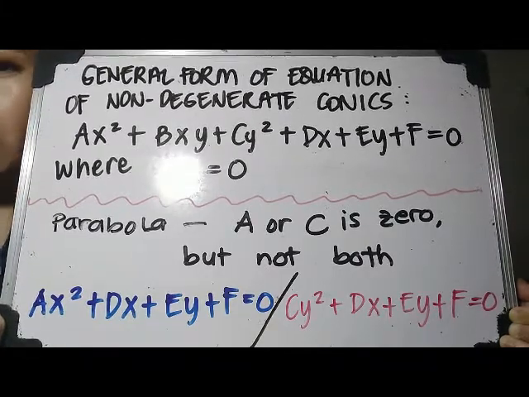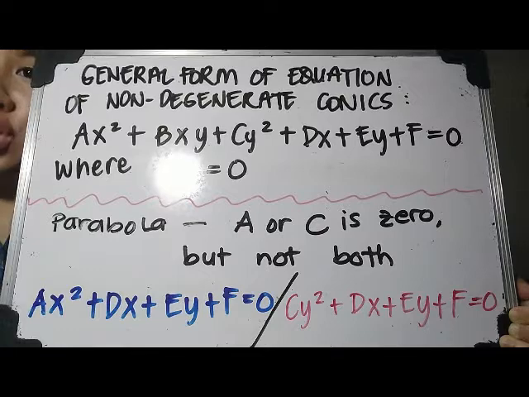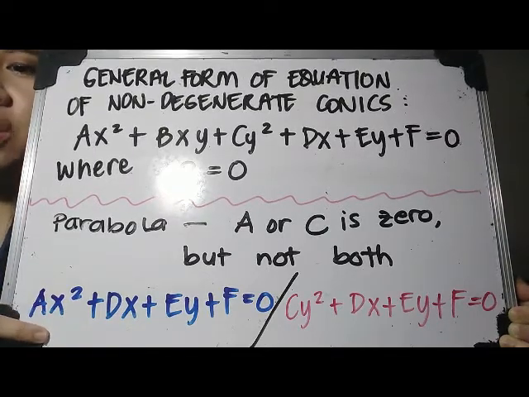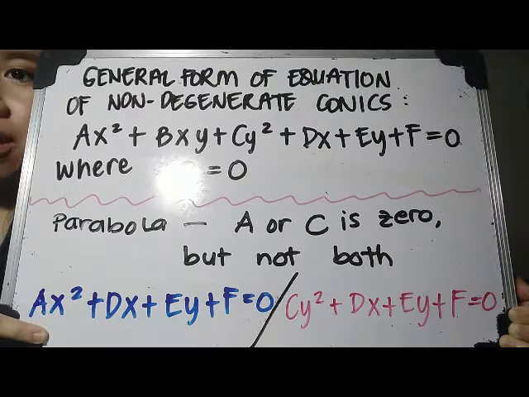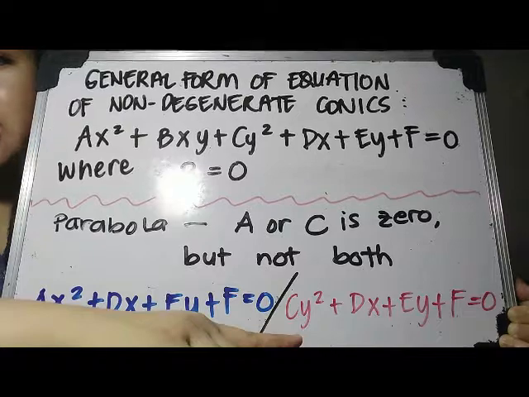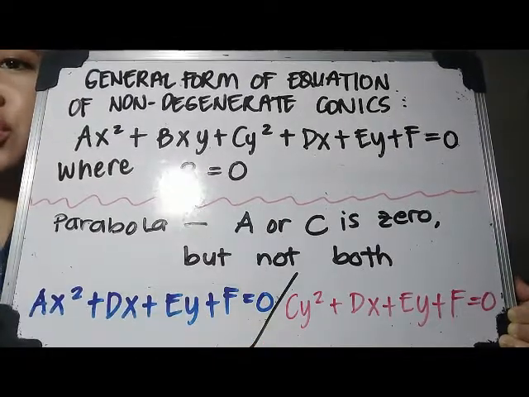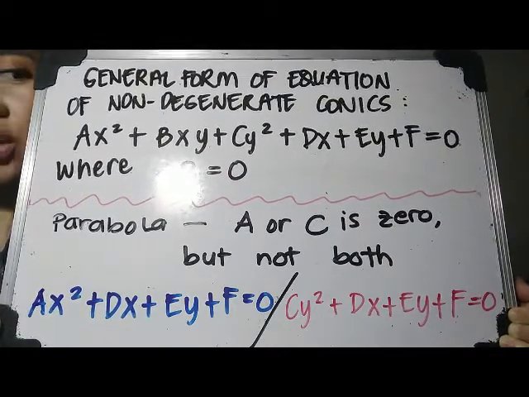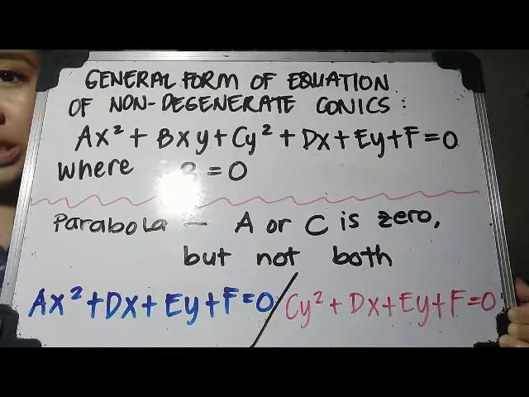should be gone. Okay, so the general form of equation of a parabola could either be this one, ax squared plus dx plus ey plus f equal to 0, or cy squared plus dx plus ey plus f is equal to 0. So these two equations are the two possible general form of equations of a parabola. Now each of this we could transform to its vertex form.